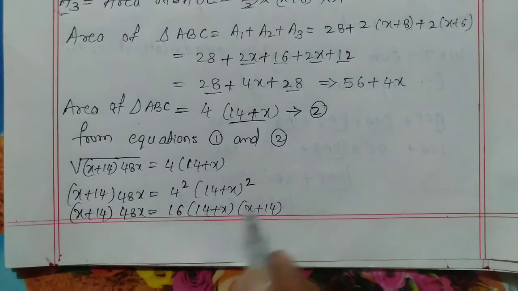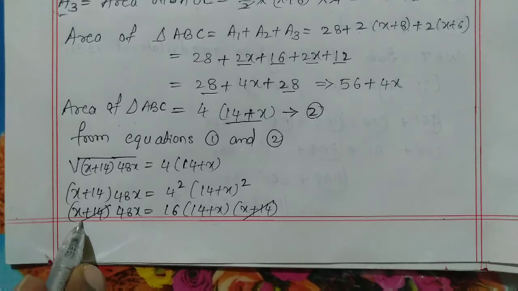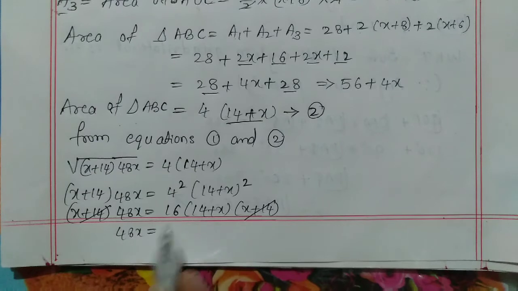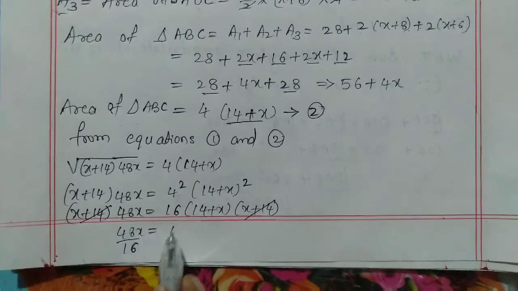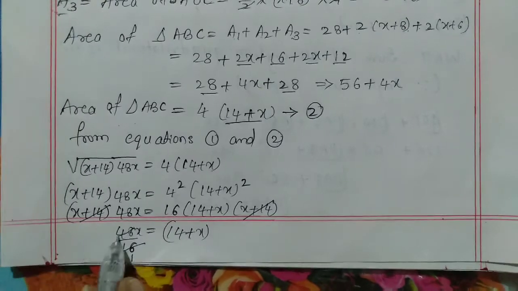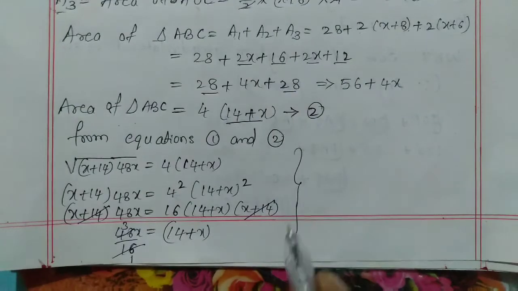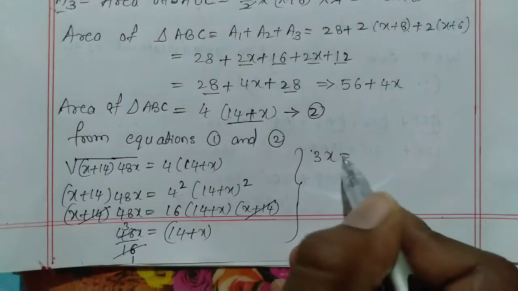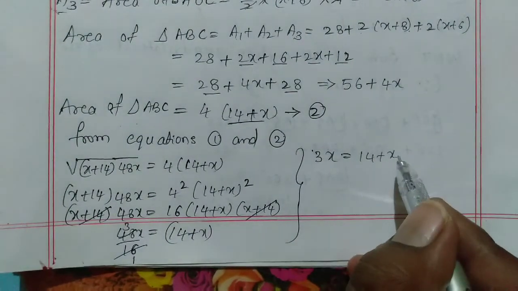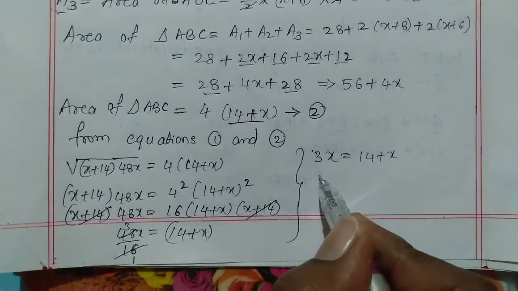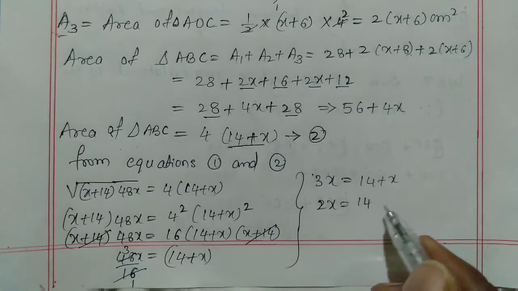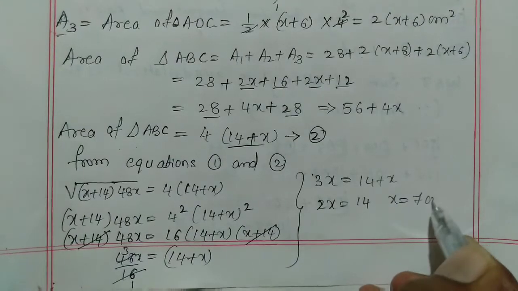So next I will cancel here x plus 14, x plus 14. Okay, so next 48x I will write as it is. You can bring this 16 to this side, then this becomes divided by, which is equal to 14 plus x. Okay, so 16 cancels, 16 3 times, right? So I will write here 3x, 3 into x, 3x is equal to 14 plus x. Okay, so next I will bring this plus x to this side, then this becomes minus. 3x minus 1x is 2x, which is equal to 14, and x is equal to 7 centimeter.